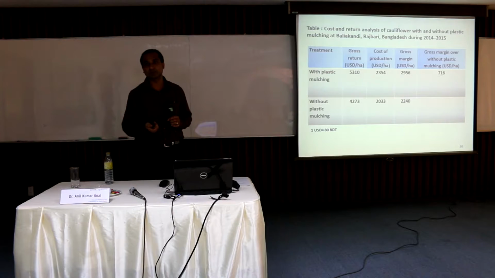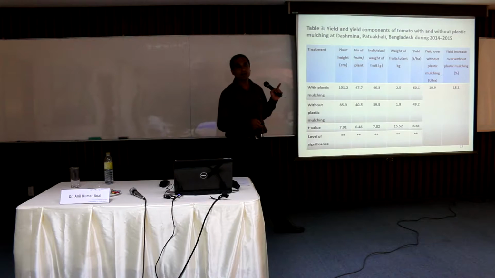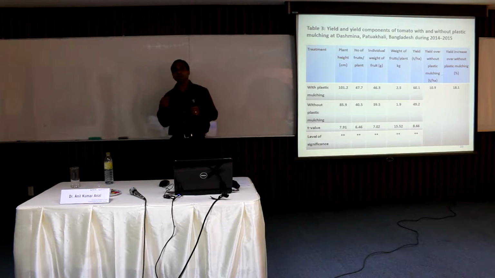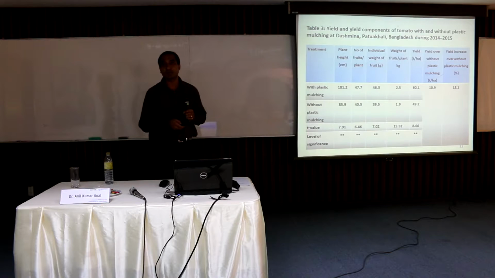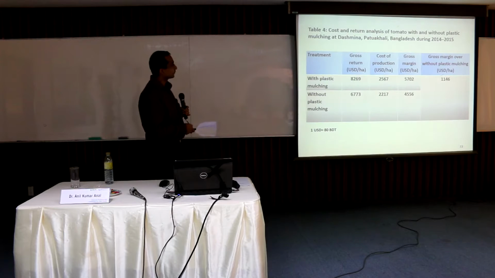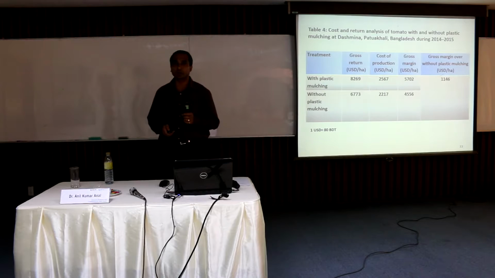Then the same experiment was conducted in tomato. The previous data was from cauliflower; this is from another location, using plastic mulching with tomato, and he found almost 18% yield improvement in the plots where farmers used plastic mulching. The data are coming from 20 farmers here. And tomato is a little bit more expensive, so the farmers generated almost $1,100 more per hectare.